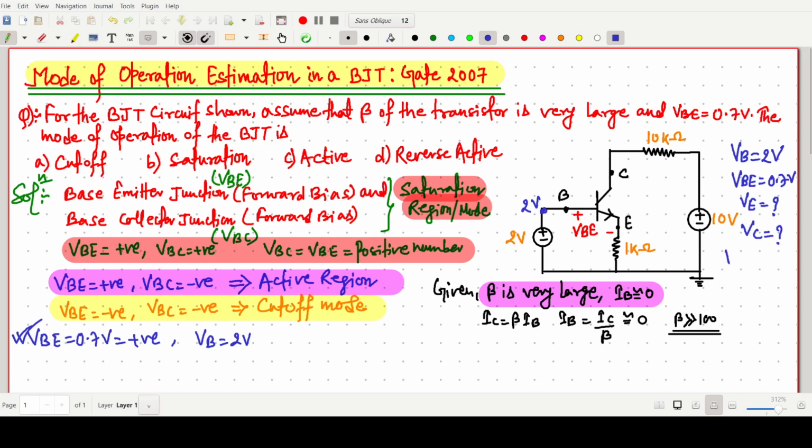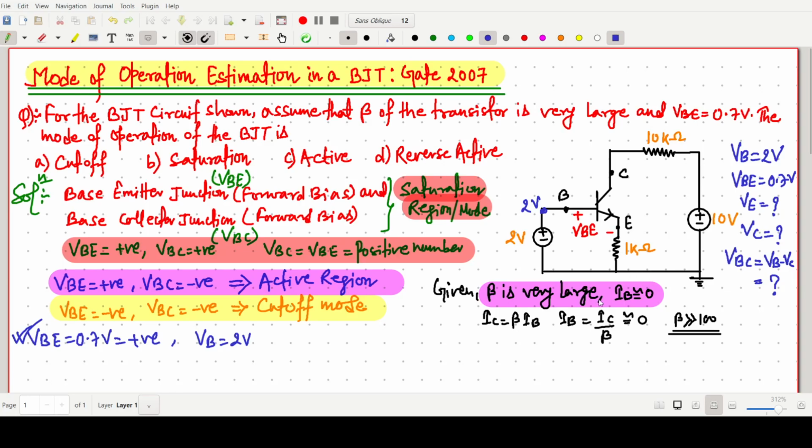So what we have to find? We have to find the base collector voltage. VBC means if we find VB minus VC, then we can decide whether this value is positive or negative. So in this question we have to find VBC.